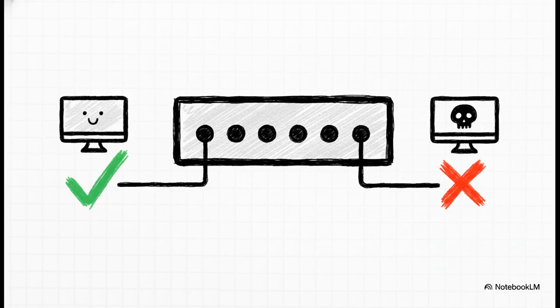Now, because of these very real threats, network administrators can't just rely on trust. They use powerful tools like port security, which basically acts like a bouncer. It lets them lock a specific port on a switch to a single authorized MAC address, stopping these kinds of attacks before they can even get started.